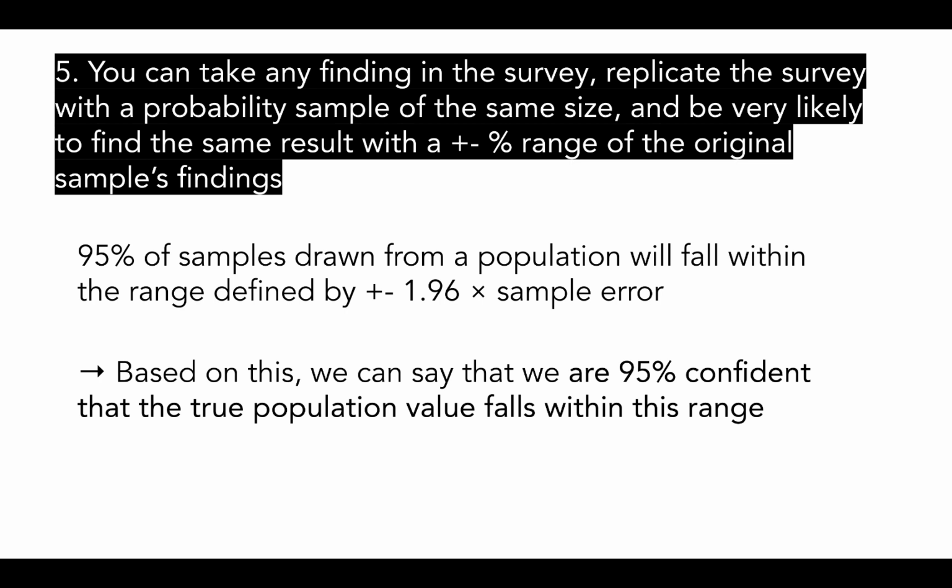To say it differently, in different words, same thing: 95% of the samples drawn from a population will fall within the range defined by plus or minus 1.96 times the standard error. So based on this, we can say that we are 95% confident that the true population's value will fall within that range. So it's unlikely that the true population's value, so the estimate we're trying to get by sampling, falls outside of that confidence interval.